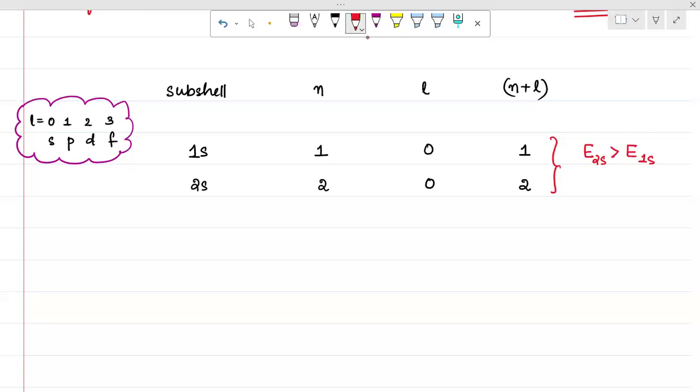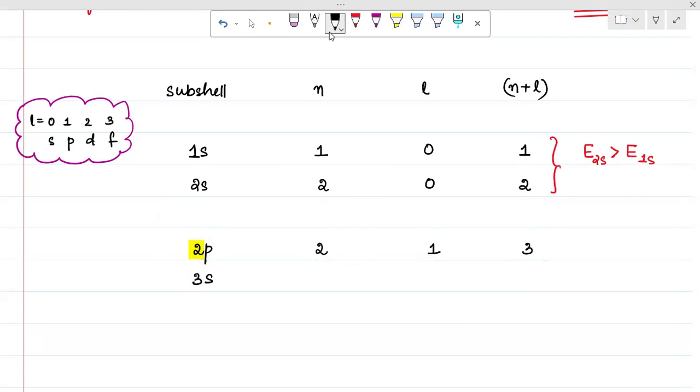Okay? Now, let's add 2p to this. Again, the principal quantum number is the number in the prefix, right? So this is 2, and p corresponds to an L value of 1. So 2 plus 1 is 3. Now I want to compare 2p with 3s, let's say. This is the next set. I want to compare 2p and 3s.